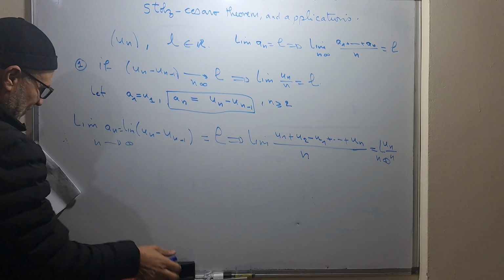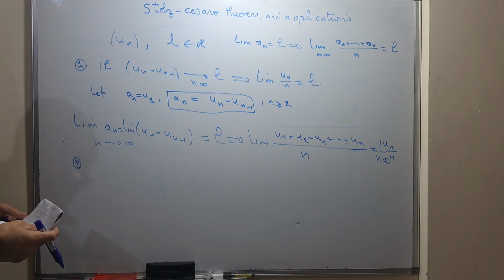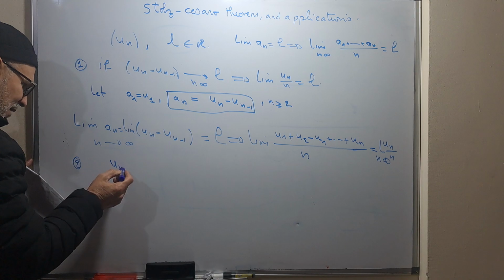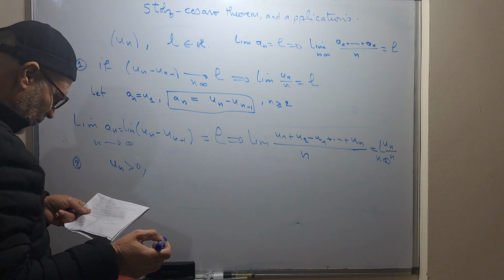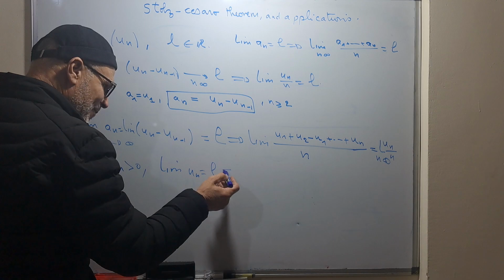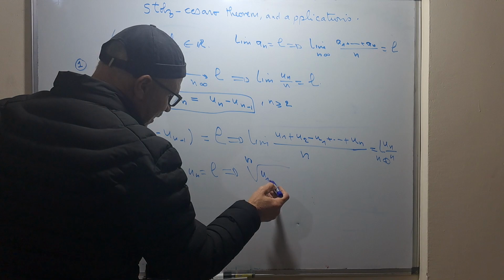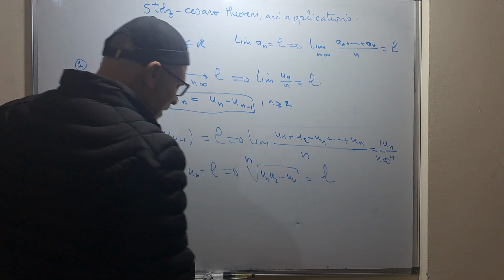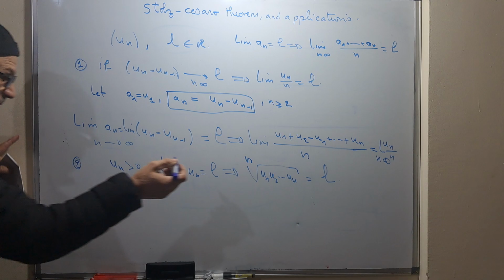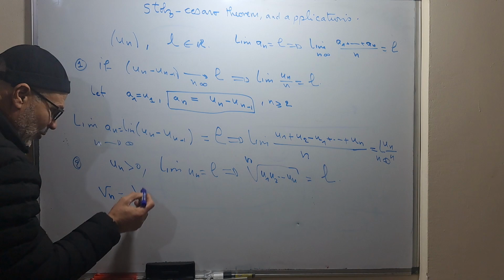The second question, prove that if un has only positive terms, so we suppose that un is greater than zero for all n, and if the limit of un is equal to L, then the nth root of u1, u2, un is exactly the same thing as the limit of un. So let us denote by vn the nth root of u1 times u2 times un.